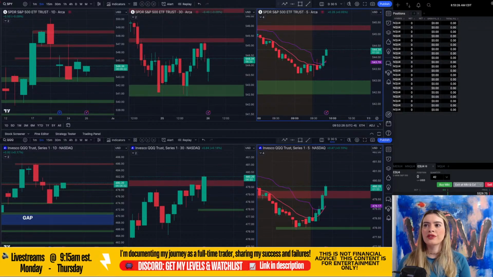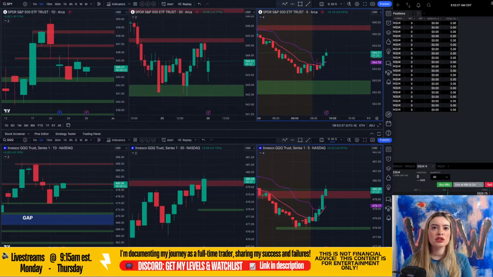I like this 509 support hold on Meta. And same thing with NVIDIA, 126 hold, VWAP hold. Apple is rejecting 212 again.